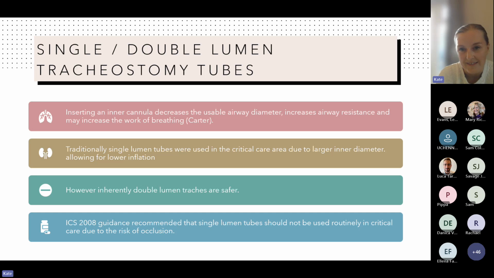The ICS 2008 guidelines recommended that single lumen tubes should not be routinely used in our critical care units due to the risk of occlusion, and we don't use any single lumen tubes on our unit at all. But they do have a place, just not where I work, unfortunately.